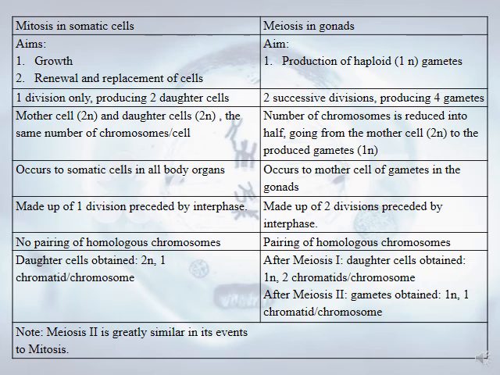So mitosis always takes place in somatic cells. It will occur only in the somatic cells, while meiosis occurs in the gonads, producing sperm and ovum. Mitosis aims for the growth or the renewal and replacement of the cells. For meiosis, it's the production of haploid 1N gametes. Mitosis is one division only, producing two daughter cells, while meiosis has two successive divisions. What is the meaning of this? Meiosis 1 and meiosis 2, producing four gametes, four daughter cells.